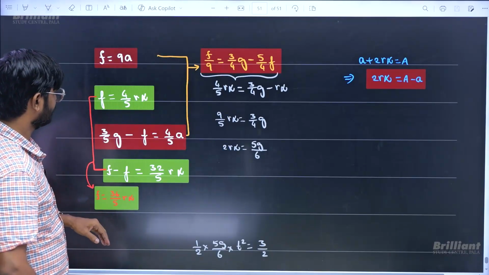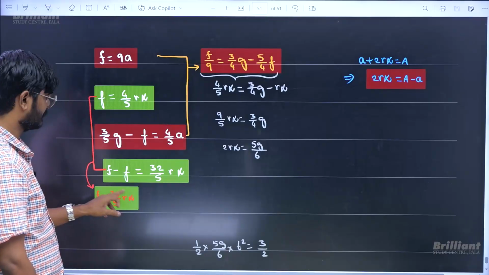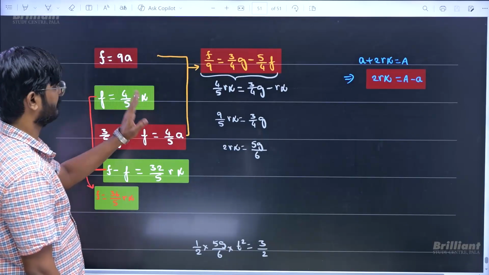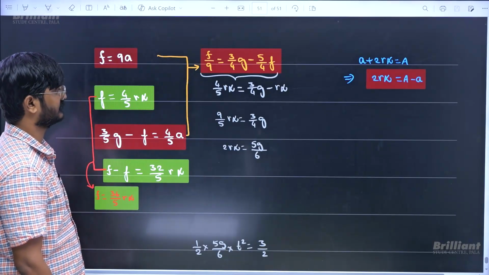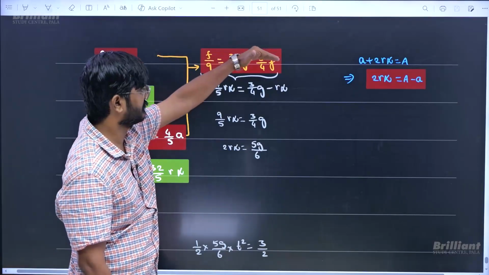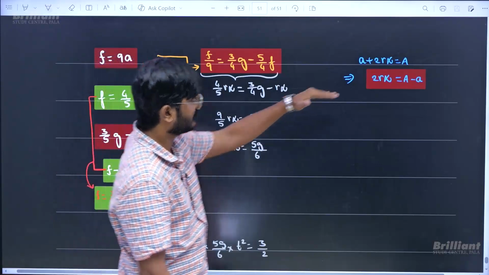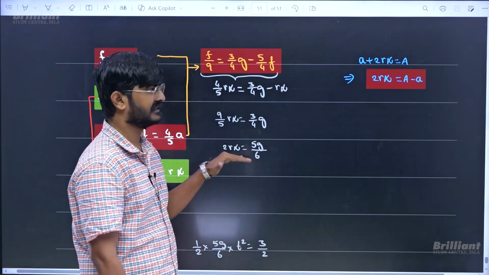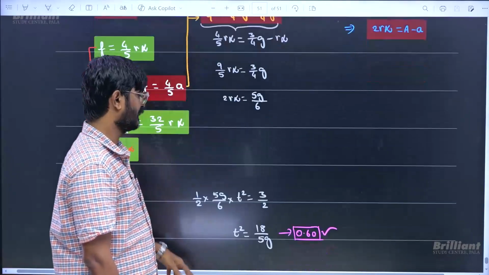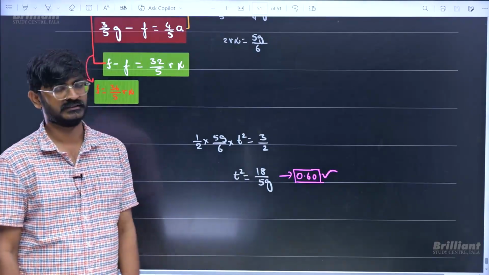Once I see this, I know small f as a function of alpha, and I know this f as a function of alpha. Somewhere beta I would have substituted as 2 alpha. So I know everything as a function of alpha. When I substitute, I will get the r alpha value, but I need the 2r alpha value. 2r alpha is this much, meaning the relative acceleration I know. Once I know the relative acceleration, I can easily get the answer by looking into relative motion, right? Thank you.